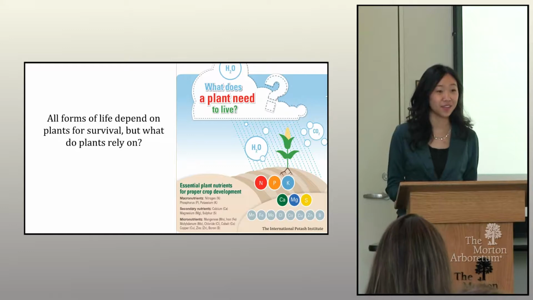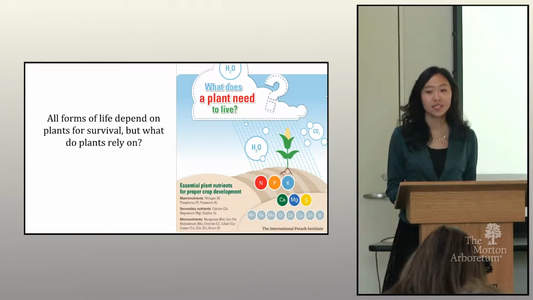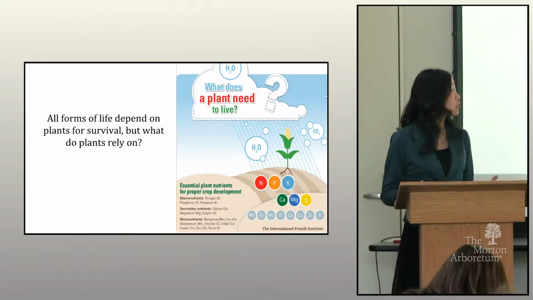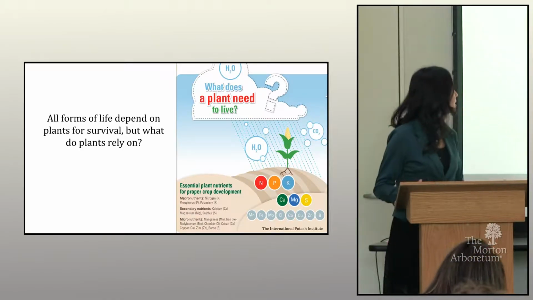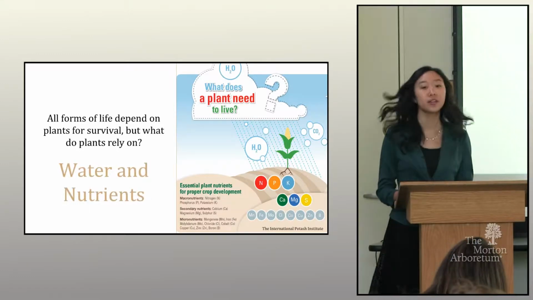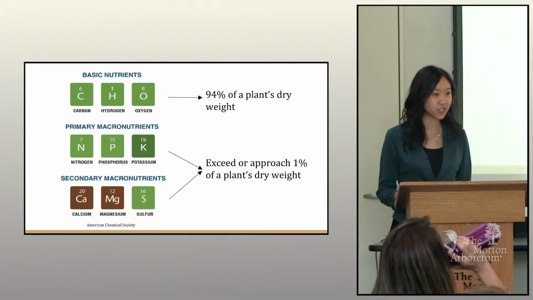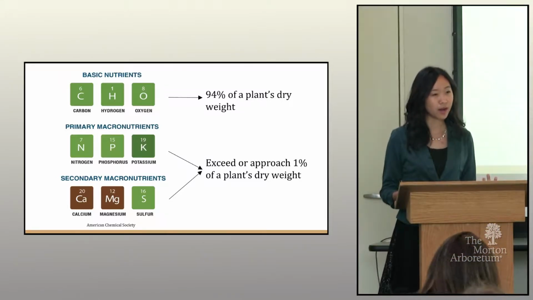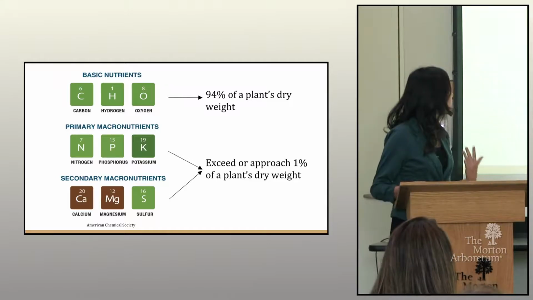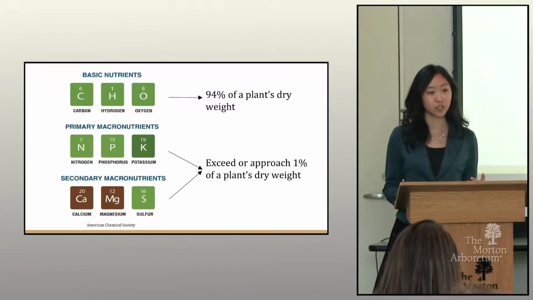So we all rely on the ecosystem services provided by trees. And a key component in assessing these processes is understanding how trees are affected by factors like disease. Like us, plants rely on water and nutrients for survival. Carbon, hydrogen, and oxygen constitute the majority of a plant's dry weight, but plants also require a number of inorganic nutrients like nitrogen, phosphorus, potassium, calcium, magnesium, and sulfur.